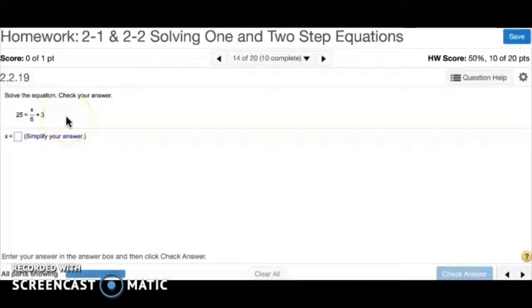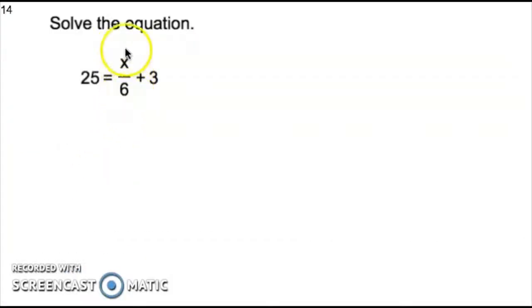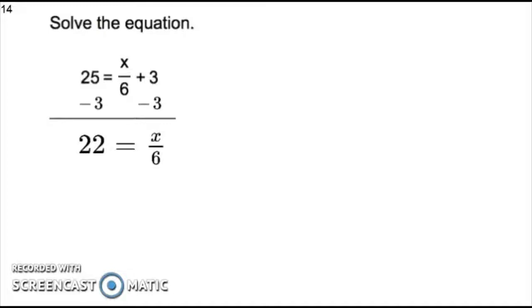Number 14, we are solving the following equation. 25 equals x over 6 plus 3. So let's do that. We have the variable here, so this has to be by itself first. To do that, we have to move the 3. It's being added to it, so the opposite of adding is subtracting, so we subtract 3 from both sides. 25 minus 3 is 22, which equals x over 6.